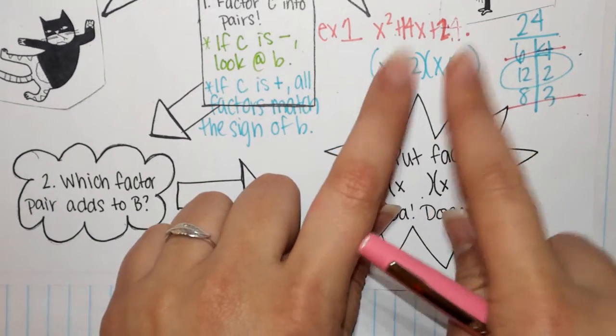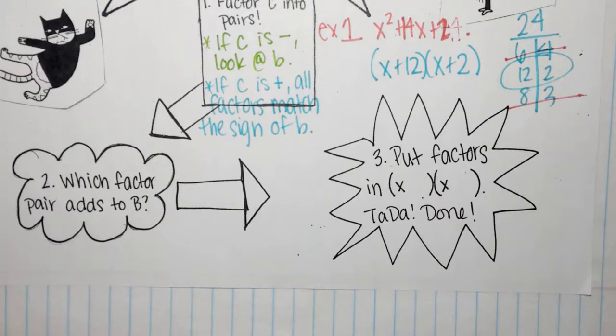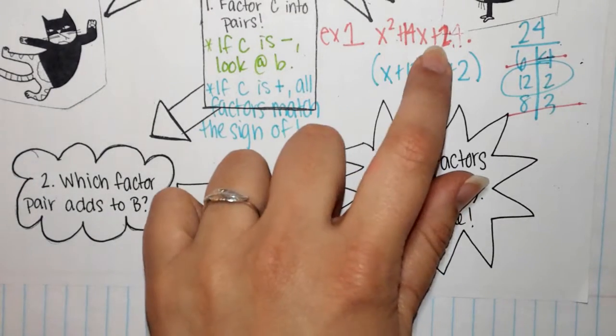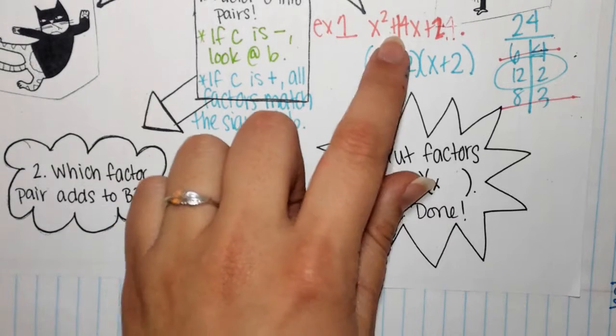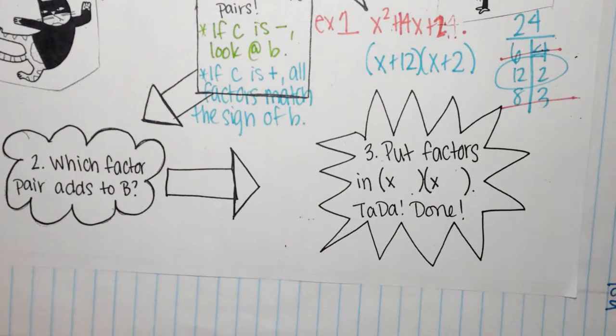Now, why did I put plus signs? Because they're both positive. C is positive, so all factors match B. B is positive, plus plus. Does it matter which number goes to which? No, that does not matter, as long as they're both the same sign. We're going to get to the other sign in a minute. It's really not that difficult.